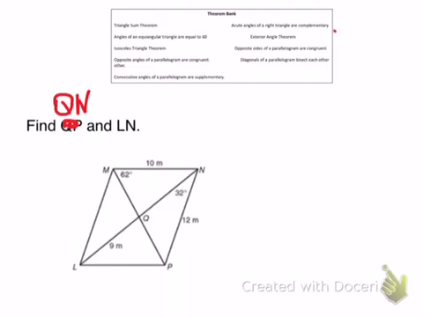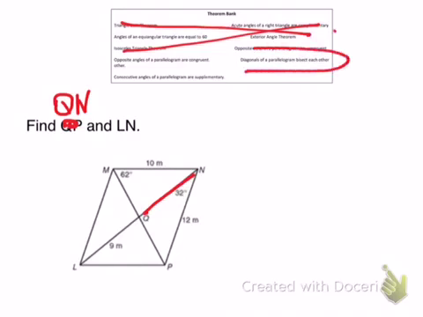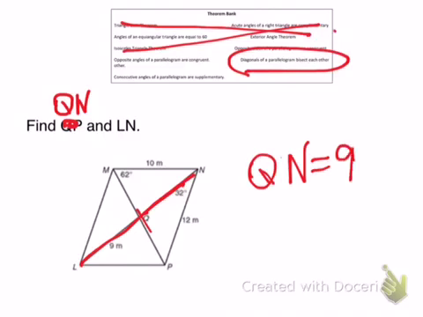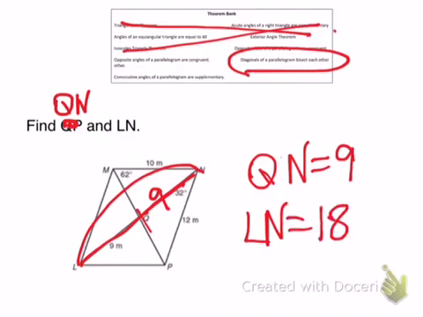On this one, it asked me to find QN. Again, it's a parallelogram, so I know I'm not going to use any of my triangle theorems. That's part of the inside, so that's a diagonal. It says diagonals bisect each other, so this line right here has been cut in half. That means if LQ equals 9, then QN also equals 9. And then it wants me to find LN. If both parts equal 9, then LN is going to equal 9 plus 9, which is 18.